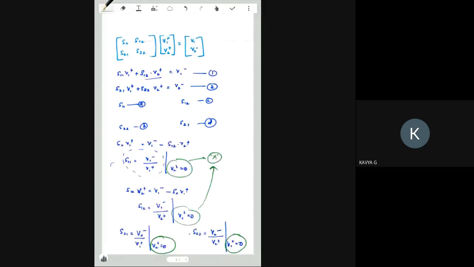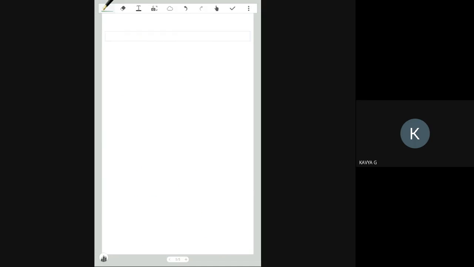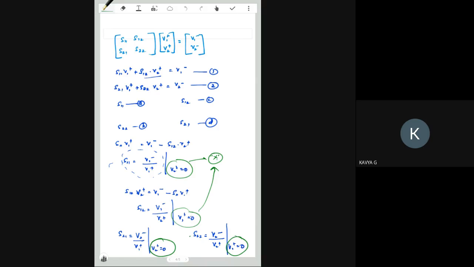So let us go with S11. Okay, I'm going to pick this S11. I'll just remember: S11 is V1 minus by V1 plus, S12 is V1 minus by V2 plus, S21 is V2 minus by V1 plus, and S22 is V2 minus by V2 plus. Okay, so here what is S11? S11 is V1 minus by V1 plus, provided that V2 plus is 0.